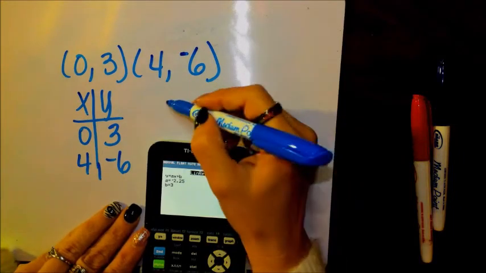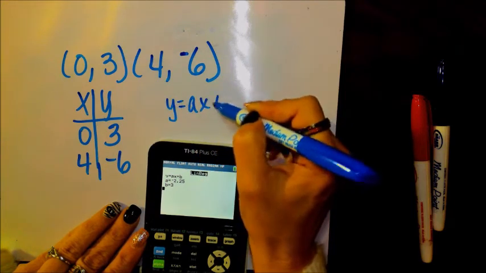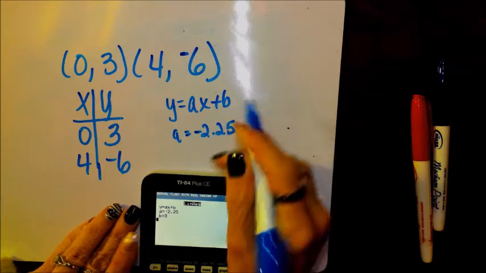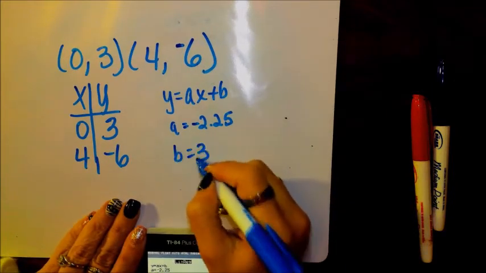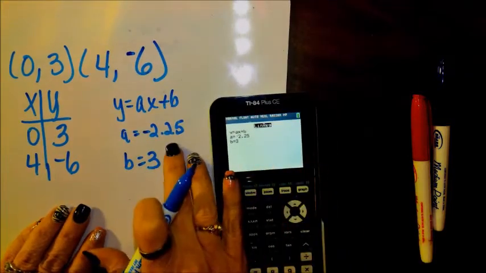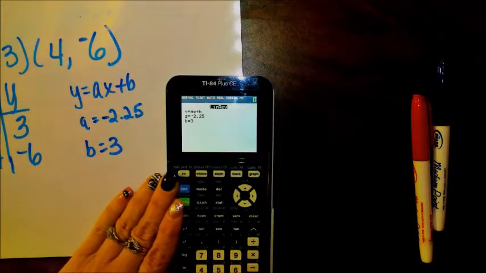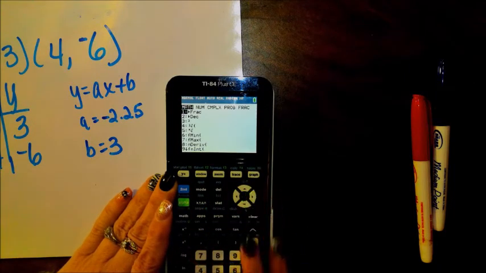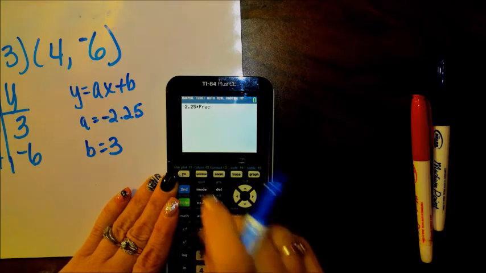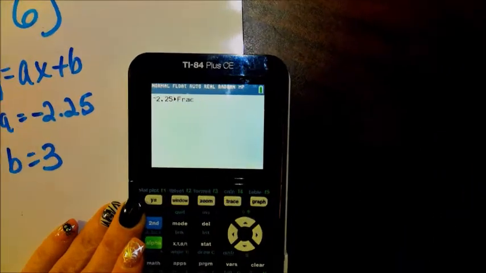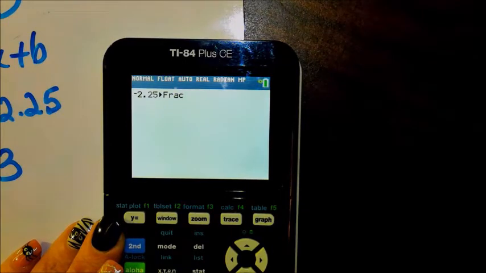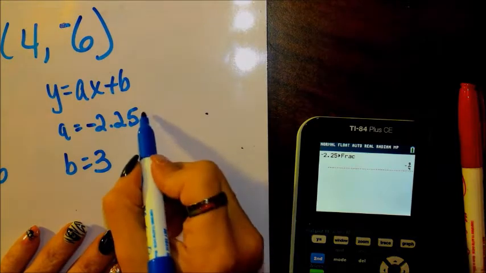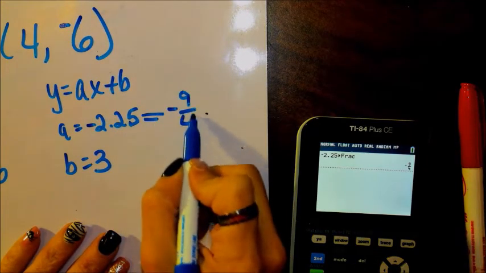All right. So y equals ax plus b. This time my a is negative 2.25 and b is 3. Now, you can't give me decimals like that, so I take negative 2.25, press Math, and turn that into a fraction. I say enter, and it asks, you want to turn negative 2.25 into a fraction? I say enter again, and it tells me it's negative 9 over 4.